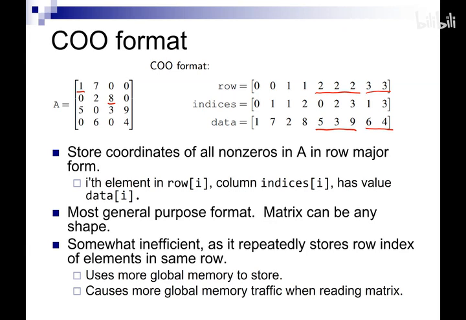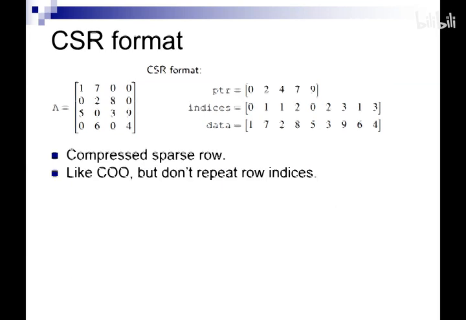So is there a way that we can avoid this duplication in the row array? It turns out that there's another format called CSR, which stands for compressed sparse row. This is very similar to the COO format, except there are no repeats in the row array anymore. In fact, it doesn't have a row array. The CSR format has an indices and data array just like the COO format, and they represent the same thing.